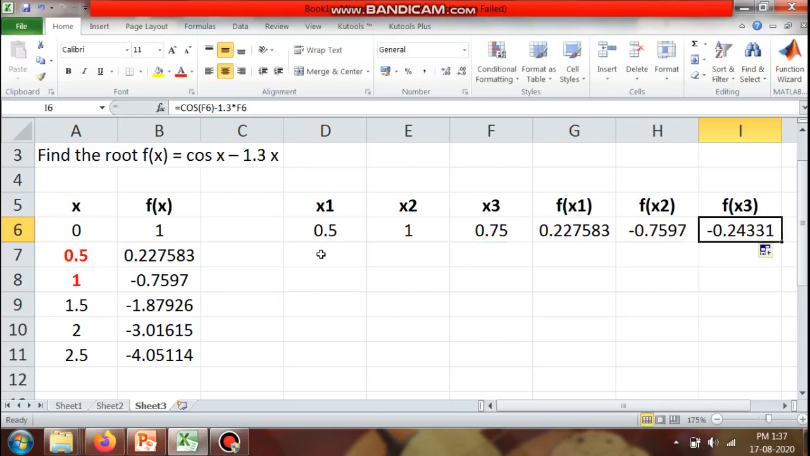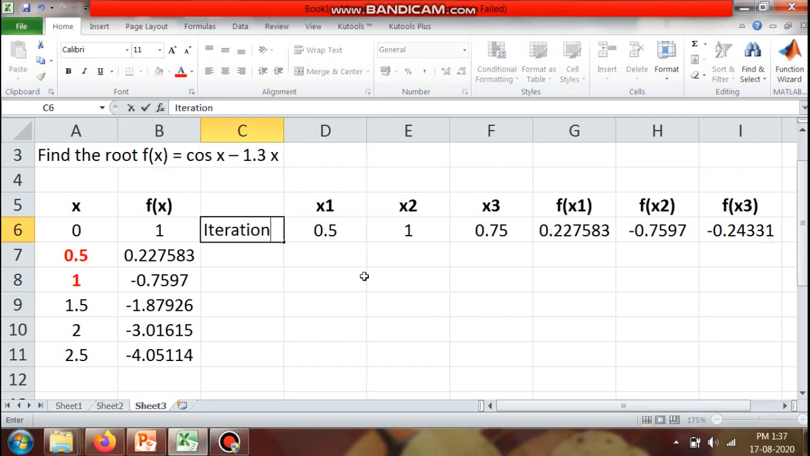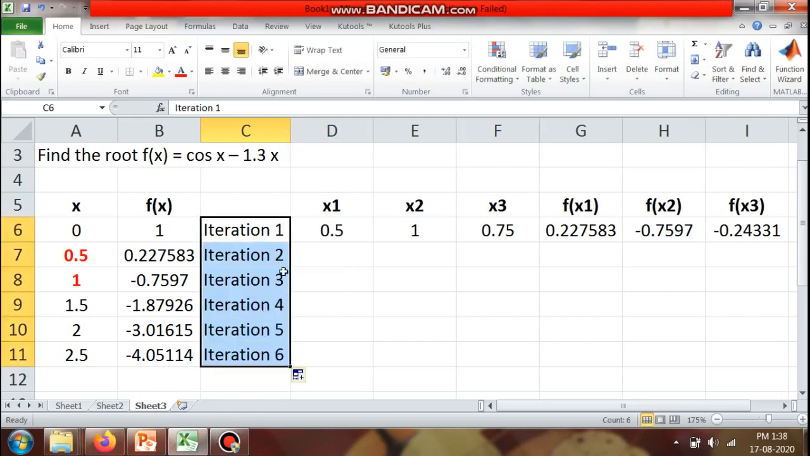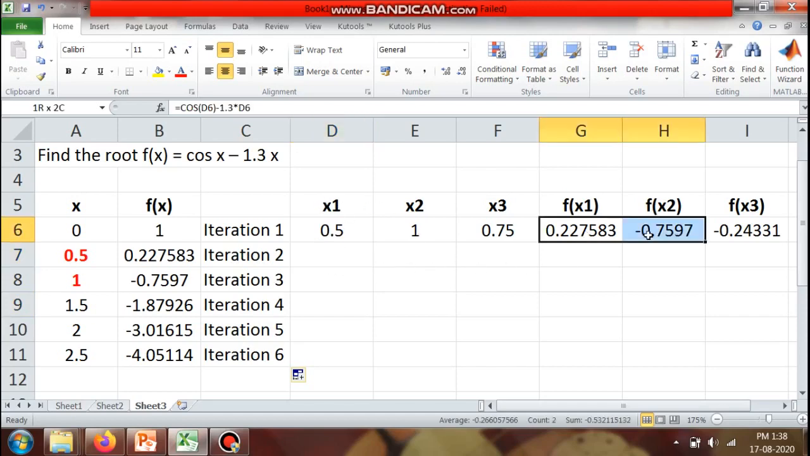Now after this, a very important criterion is to be applied for selecting the values of initial guesses for the next iteration. So let us assume this iteration as iteration 1, then the next iteration you can drag it, and automatically you will get it. For the next iteration, that is iteration number 2, selecting the values of x1 and x2 is very important, and obviously it depends on the signs of these three functions. So try to listen carefully to how I am going to select the values of x1 and x2.